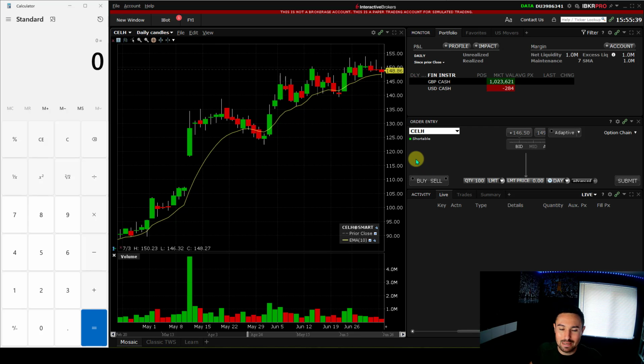I got Celsius loaded up here. I've opened up a paper trading account on Interactive Brokers. There may or may not be a referral affiliate link in the comments below somewhere. It depends if I can be asked to find it and then actually put it in the comments section. I like Interactive Brokers. It's not a broker recommendation. You may not like it. Do your own research and all of that stuff.